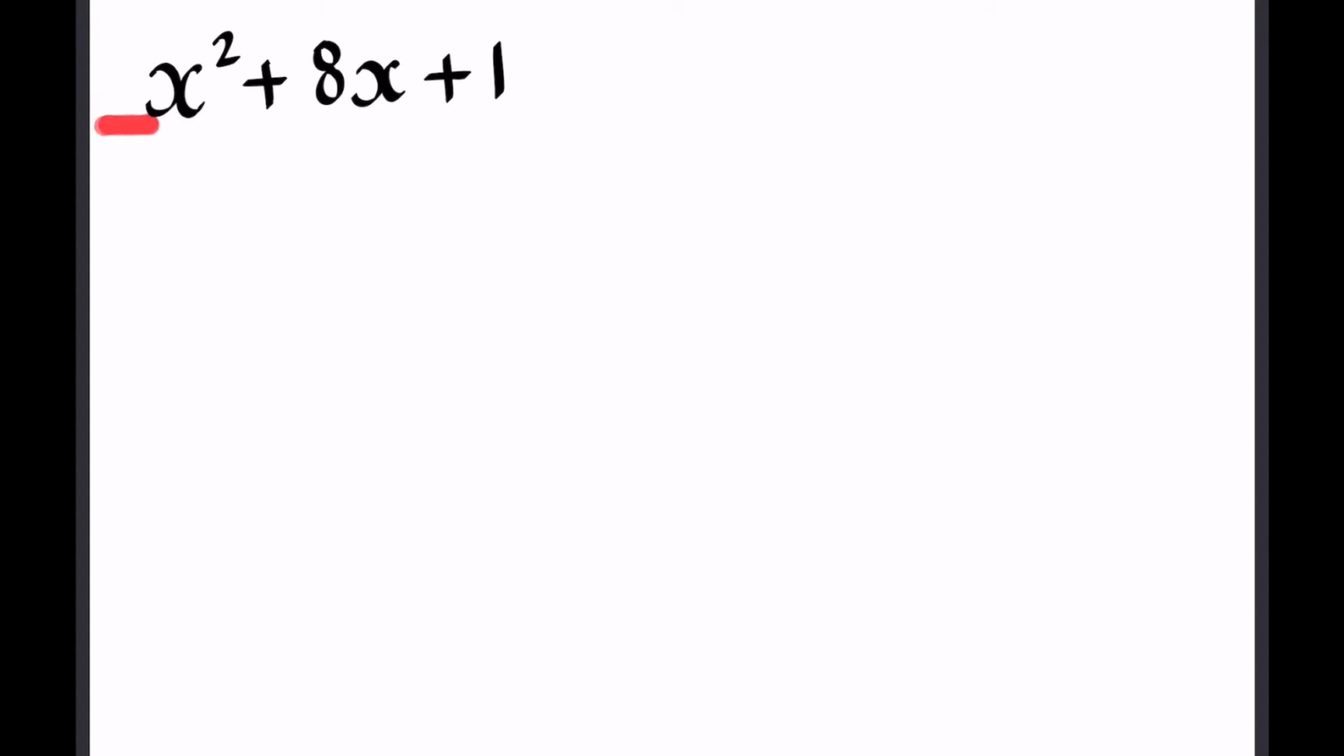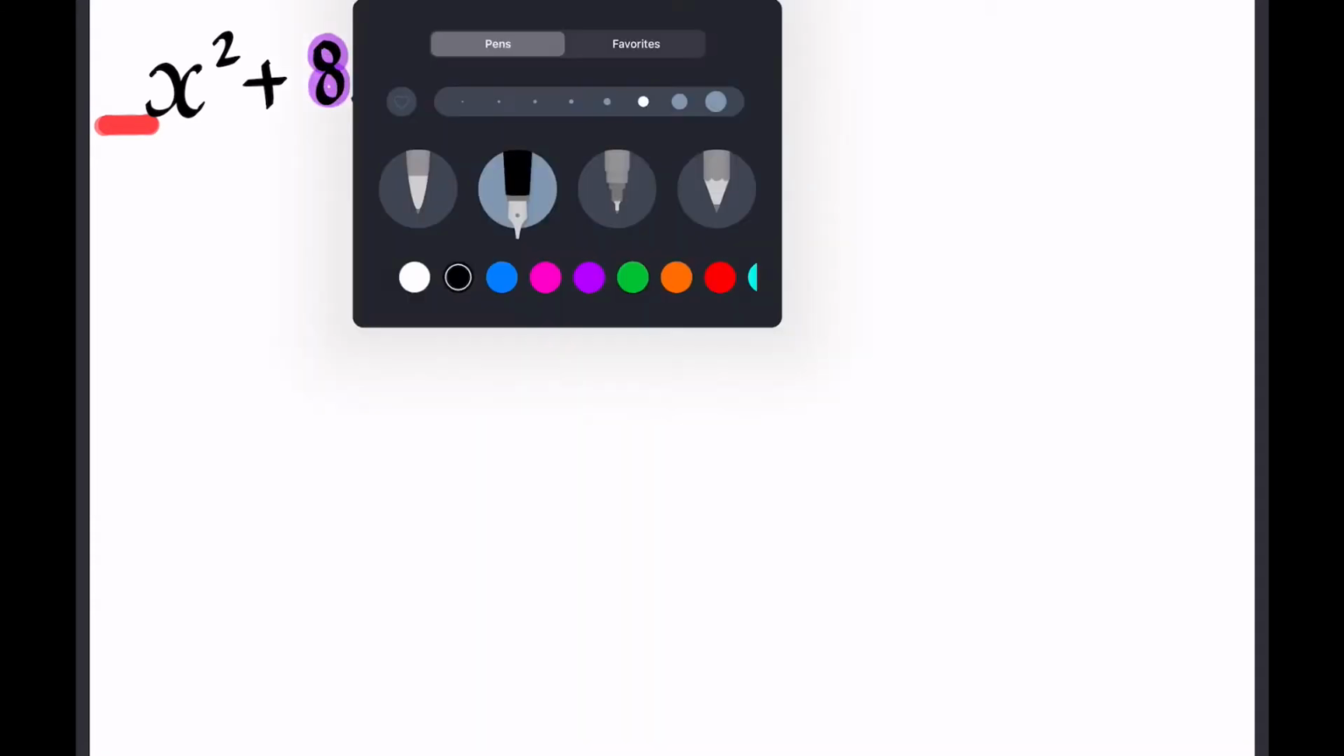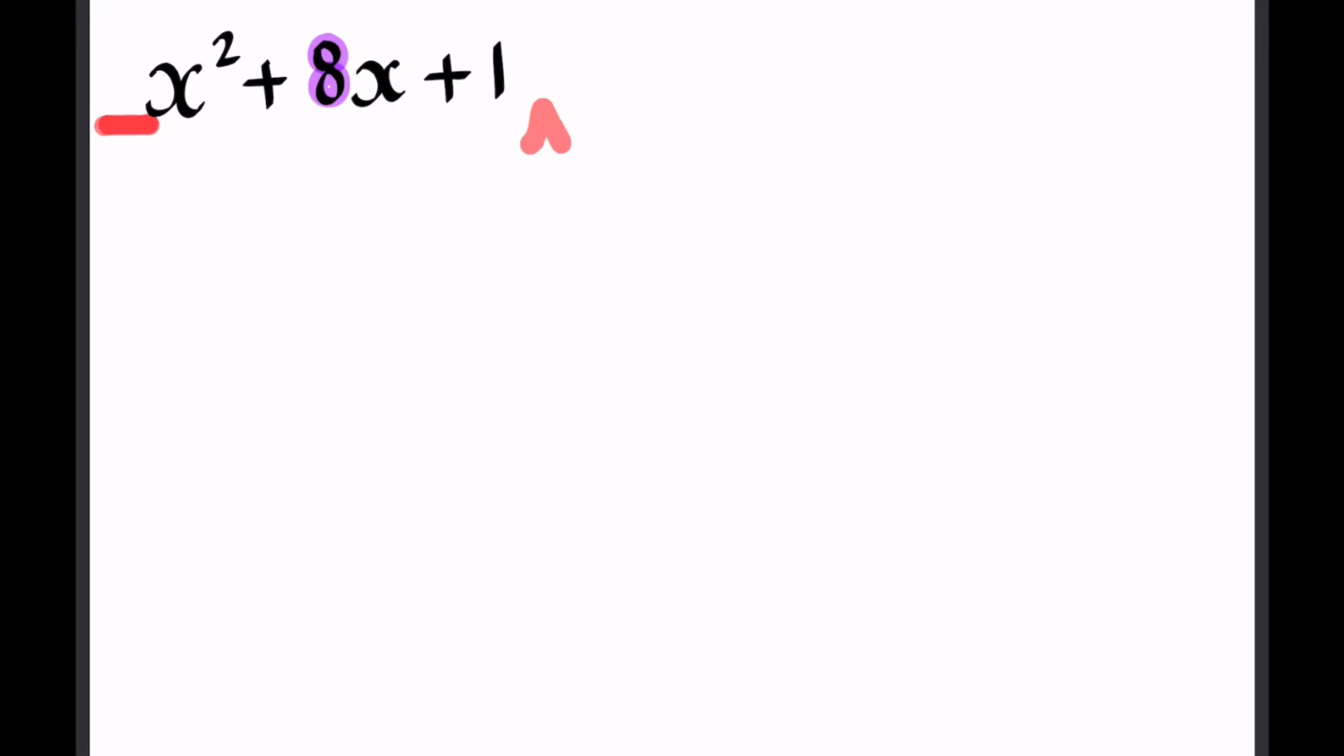Now this is an expression. You can see it's an expression because there's no equal sign currently. My a value is a 1, which means that I can go straight into the next step. The next step is my b value. So I'm going to take my b value, which is 8, and I'm going to work with it kind of on the side. So I'm going to take b, divide it by 2 or multiply it by half, and I'm going to square it.